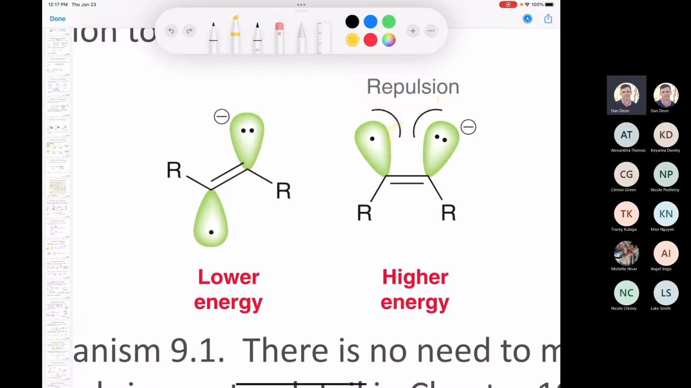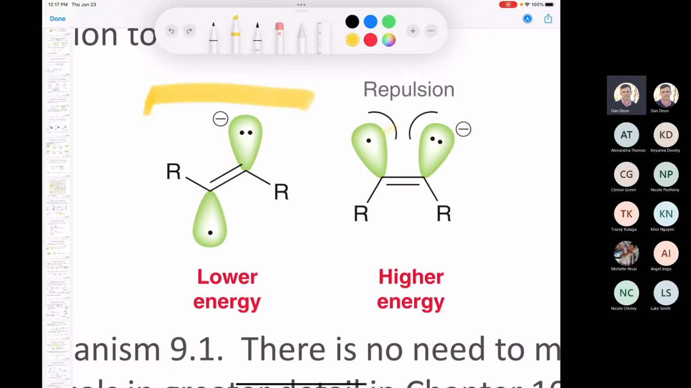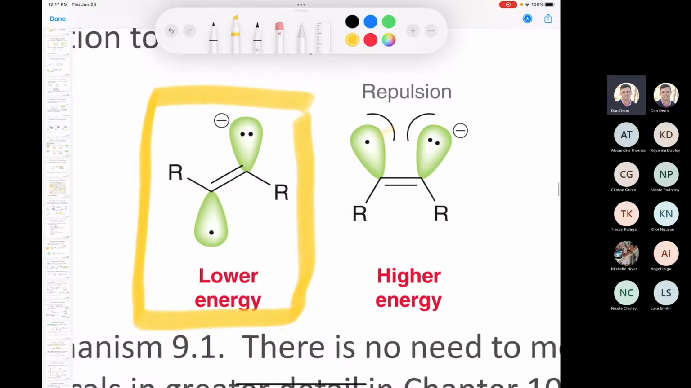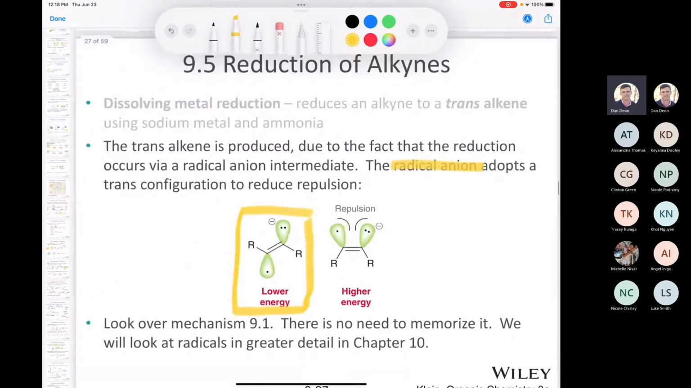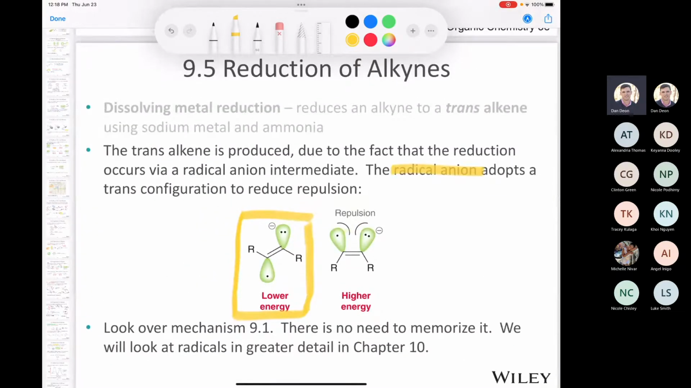So because the radical anion, when it's trans, so to speak, is lower in energy, this is the rationale as to why we only get the trans product. Now, there is a mechanism shown in the book for this reaction. However, I'm not going to ask you that mechanism.